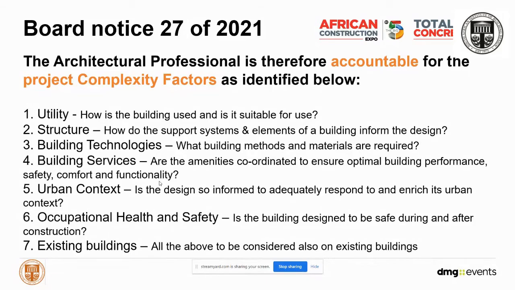Number 6, occupational health and safety is also part of our responsibility to make sure that the building is designed to be safe during construction and after construction. And so all of these factors would then apply whether we were working on a new building or an existing building. These are all to be considered when we carry out our designs.